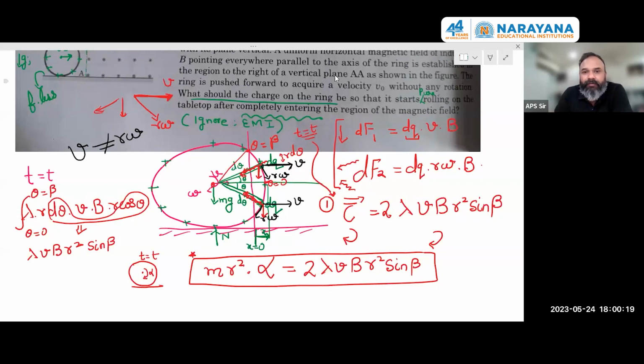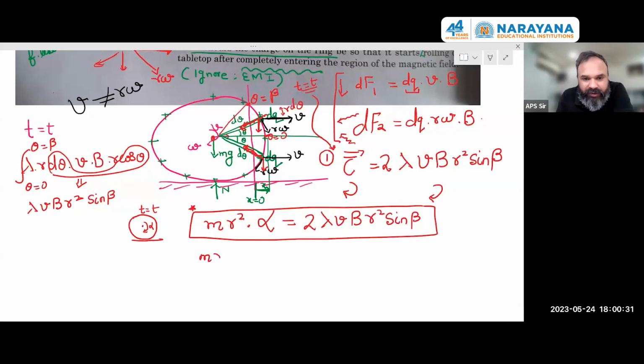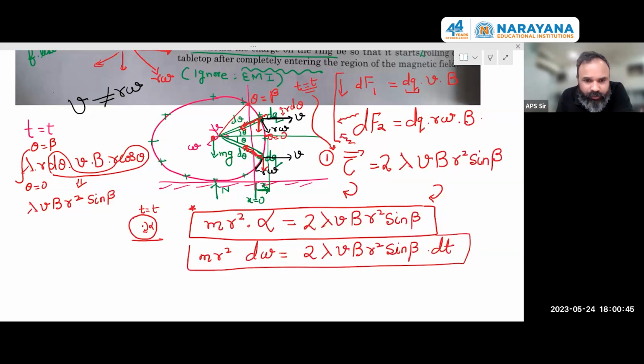And because of this angular acceleration alpha, I'll have a rate of change of angular velocity. So if I've got omega here, I can write this term as d omega by dt. So my interest is m r square d omega is coming out as 2 lambda v b r square sine beta multiplied by dt. Now it is a nice observation which is there in this problem. If you observe this equation keenly, there are results which you can easily write.